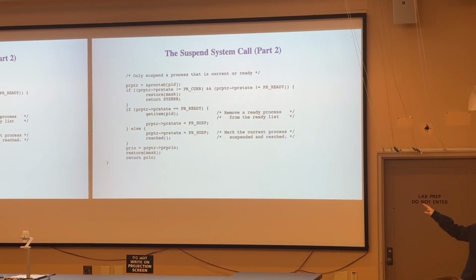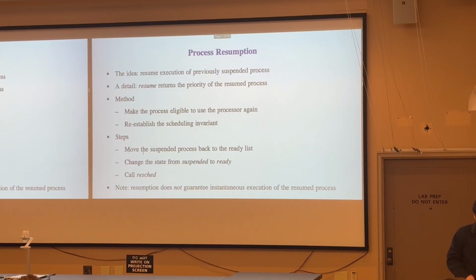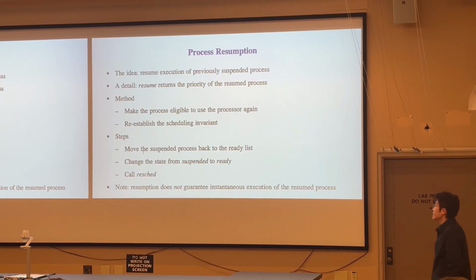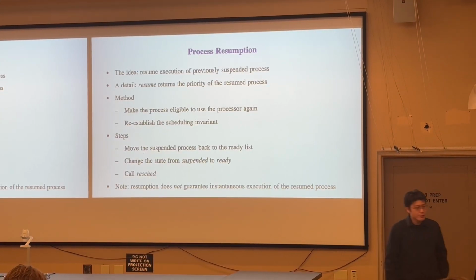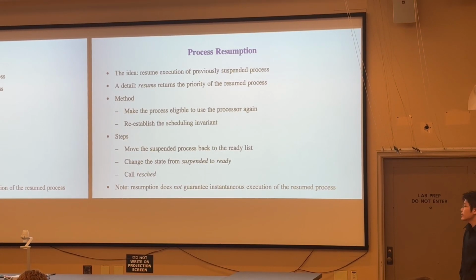Okay, but this just leads to why we need resume. Once you call suspend, the process is out of the ready list, so a normal context switch will not be able to resume this process. You have to have a special resume system call, and that reverts the effect of a suspend system call. All right, so process resumption. The idea is that we need to resume the execution of a previously suspended process.